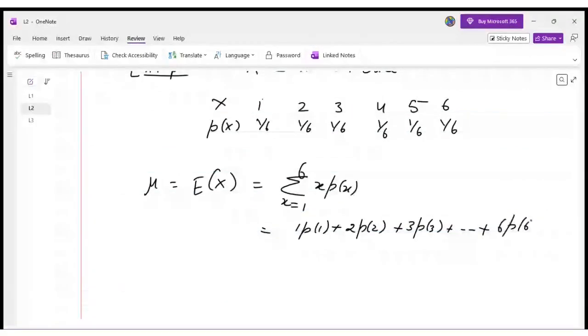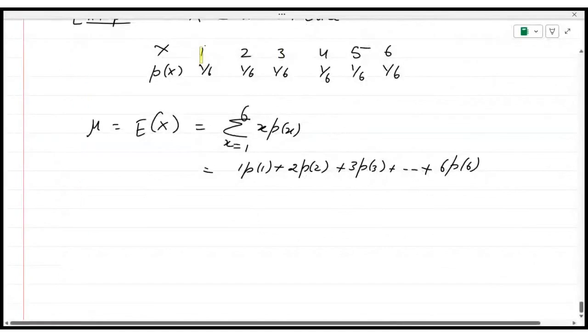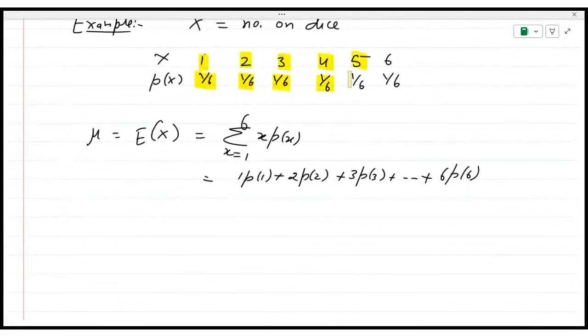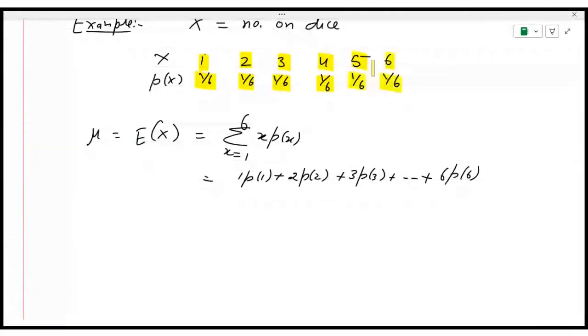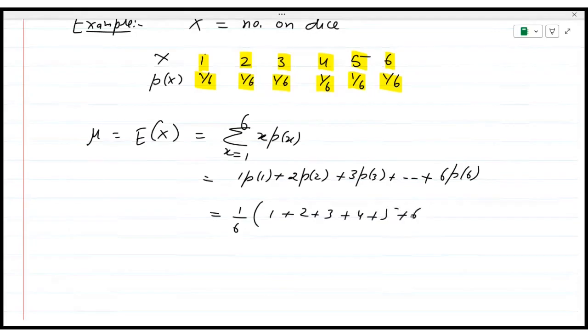So what we have to do basically, we need to multiply x with the probability of x. So 2 with probability of 2, 3 with probability of 3, 4 with probability of 4, 5 with probability of 5, 6 with probability of 6. Okay. So probability of all is 1 by 6. So I can take 1 by 6 common. So 1 plus 2 plus 3 plus 4 plus 5 plus 6.